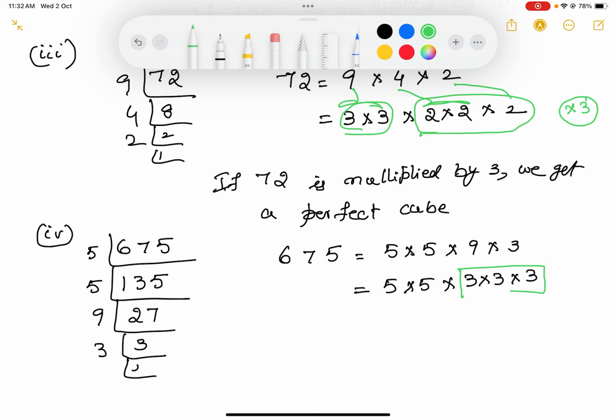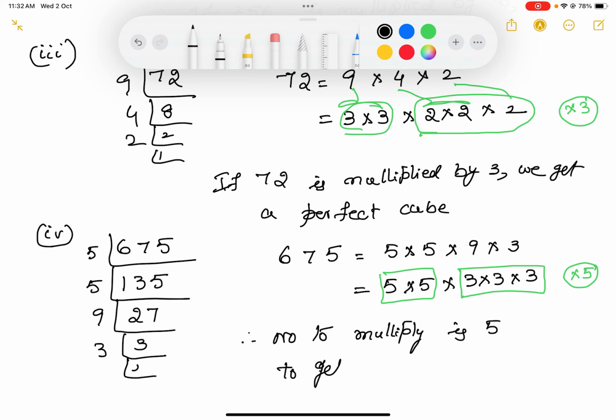So the set is now 3 into 3 into 3, one set I got, and 5 into 5, only one set I got. So if I multiply with 5, then I get a perfect cube. So therefore, what is the number? The number to multiply is 5 to get a perfect cube. This is the style of writing in the examination.